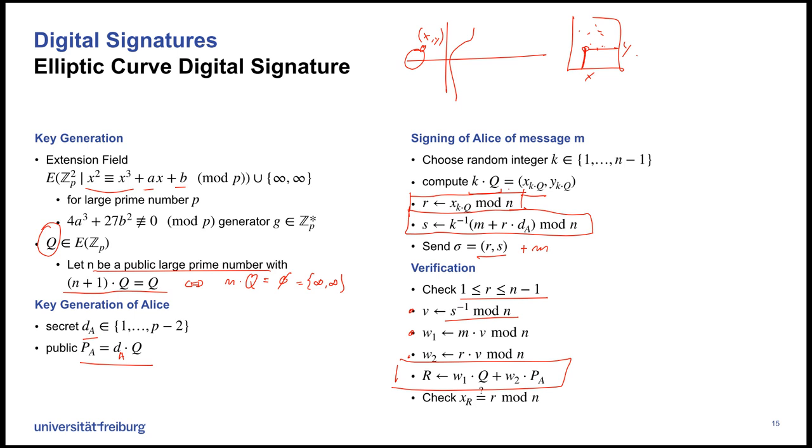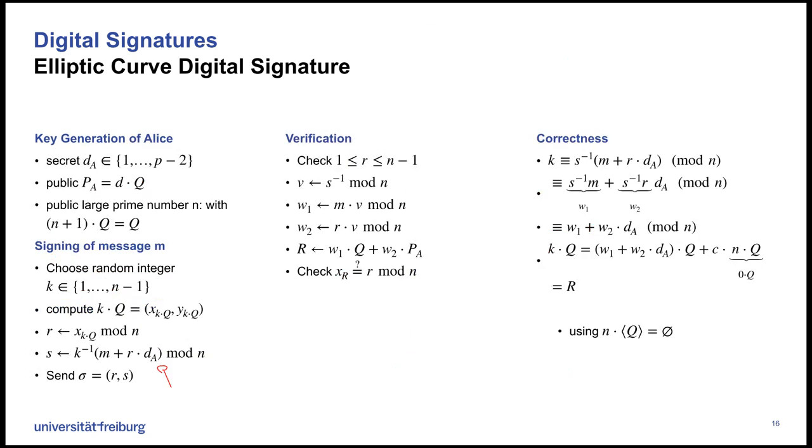Okay. Is there an easy way to explain what's going on? I don't know. But at least we can try to understand why this would check correct signatures.